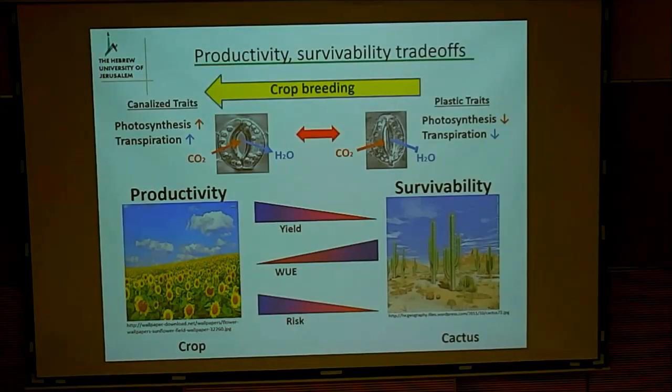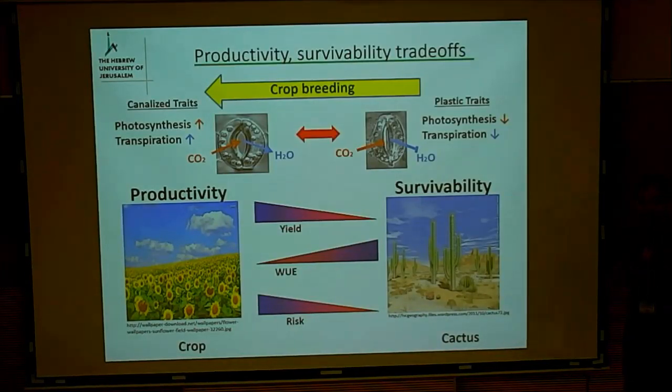Another problem we have with crops today is the fact that in order to produce that much, they have to take risk, which means they have some sluggish response to drought. They are more anisohydric in behavior. They respond slower to stress conditions.